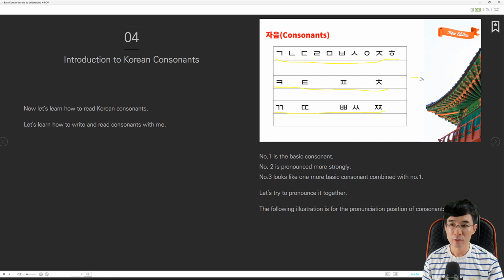This time, let's combine with the vowel 으. Okay? 으.